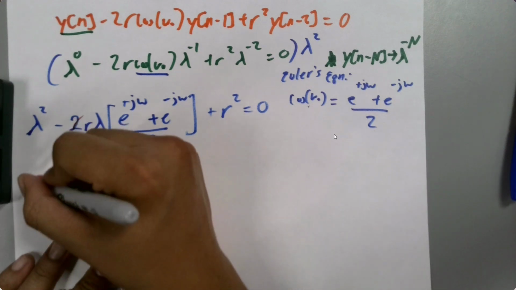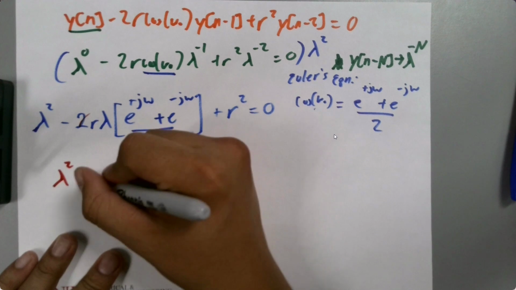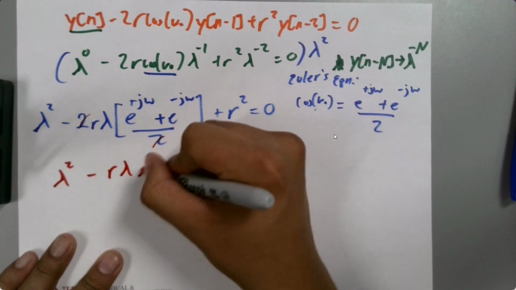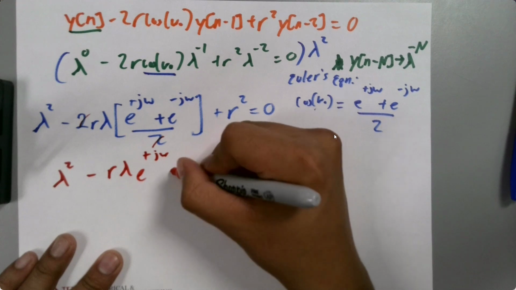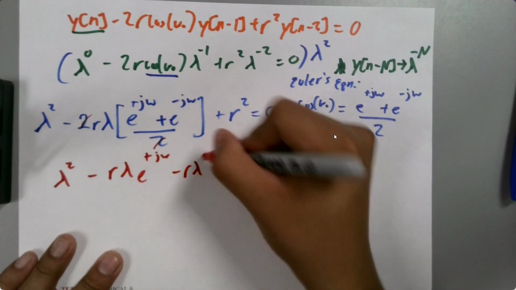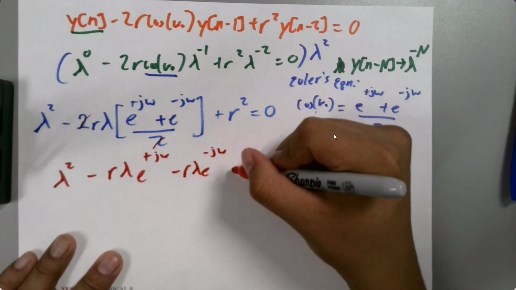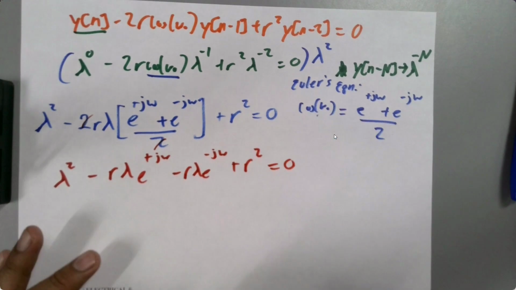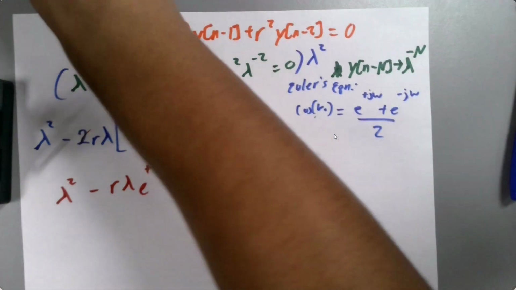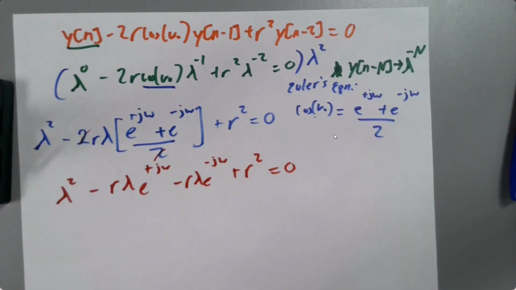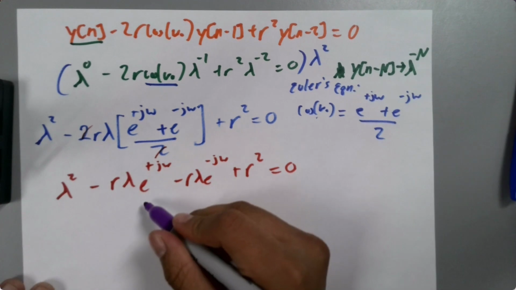And what I'm going to try and show you now is lambda squared minus r lambda e to the positive j omega minus r lambda e to the minus j omega plus r squared is equal to 0. So there's a trick I looked up, and there's this thing called decomposition, from my quick little notes that I have right here. Where we're going to play with this.